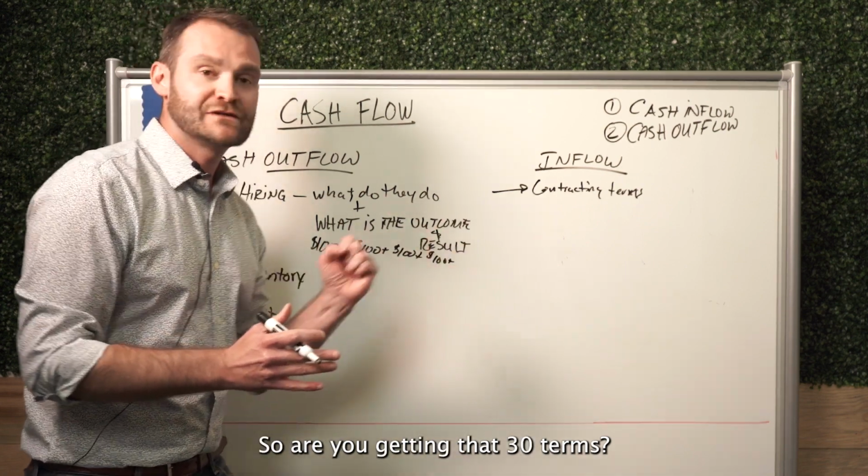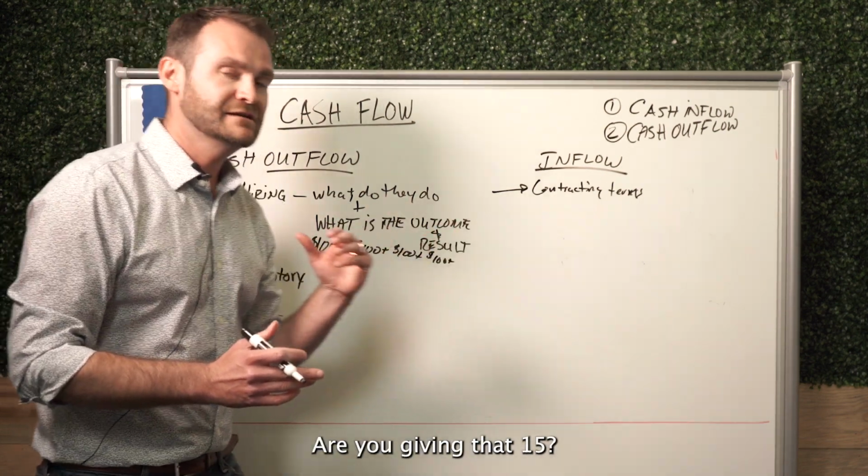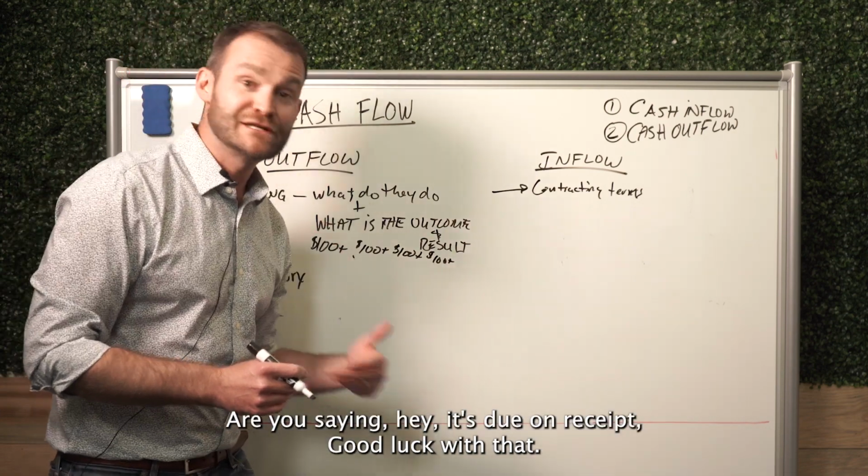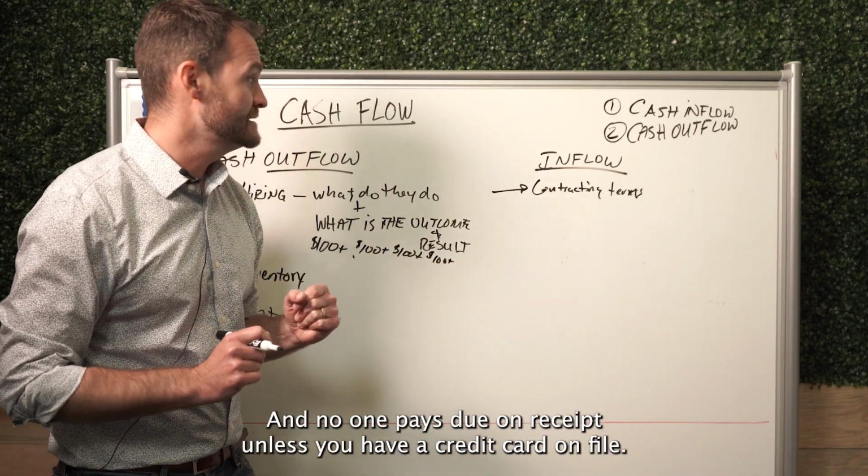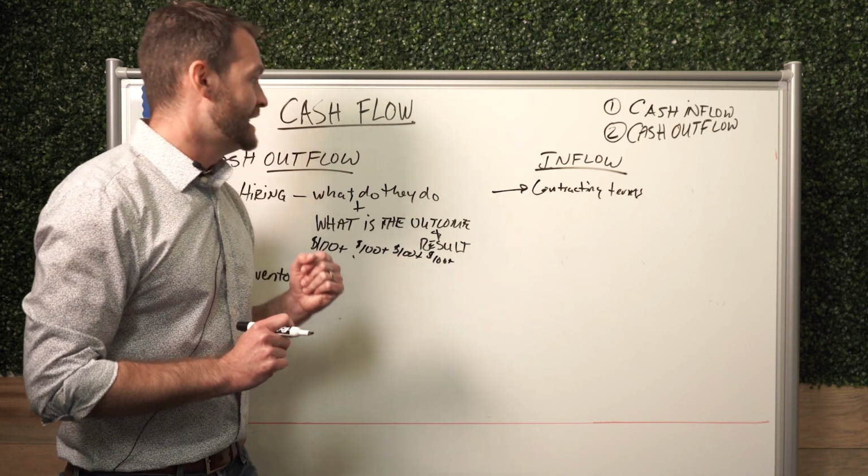What are our net payment terms? So are you giving net 30 terms? Are you giving net 15? Are you saying, hey, it's due on receipt? Good luck with that. No one pays due on receipt unless you have a credit card on file.